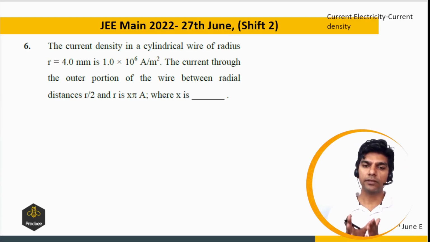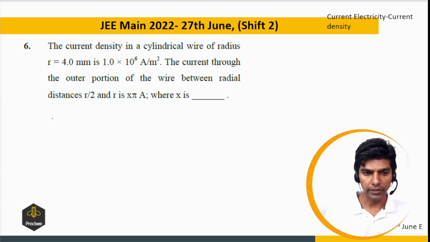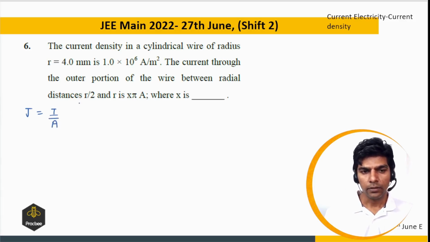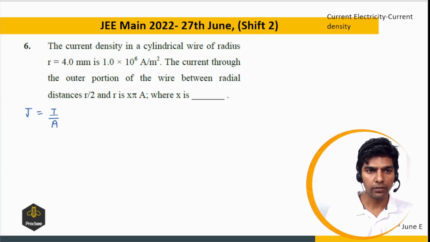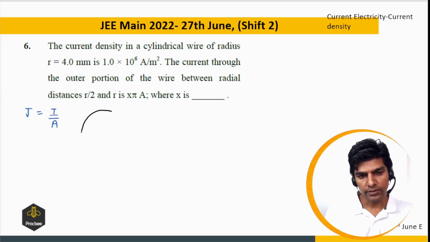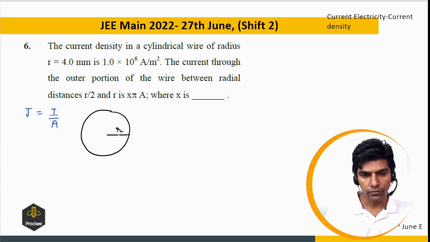Now here we have to find the current by using the current density formula. Current density in case of a uniform distribution of the current throughout the cross section is defined as current per unit area. If you want to find the current, let me just draw the cross section. We have a circular cross section, radius is given as r, and we have to find the current flowing through this cross section from r by 2 to r.